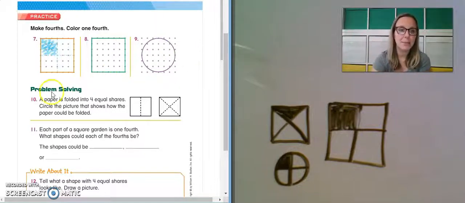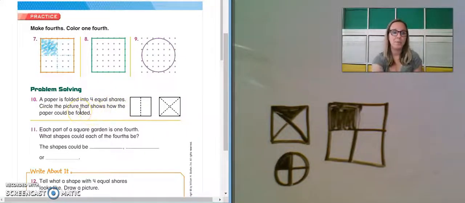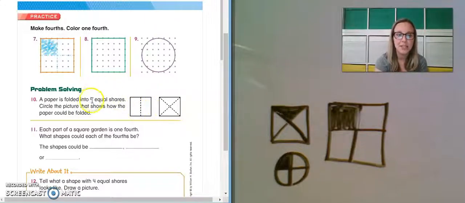Okay, moving on to number 10. The paper is folded into 4 equal shares. Circle the picture that shows how the paper could be folded. So here the paper is folded into equal shares, but this said 4 equal shares, and here I only see 2. So go ahead and circle this one with 1, 2, 3, 4 equal shares. That's the one we're looking for.